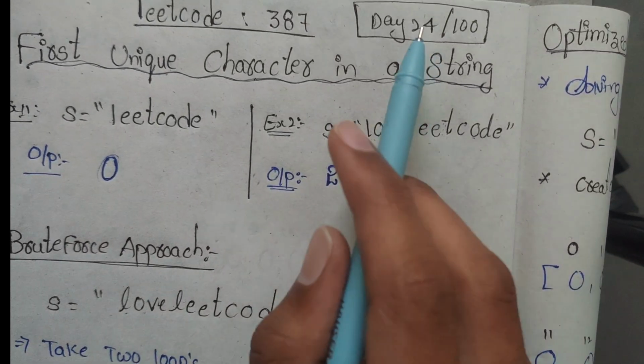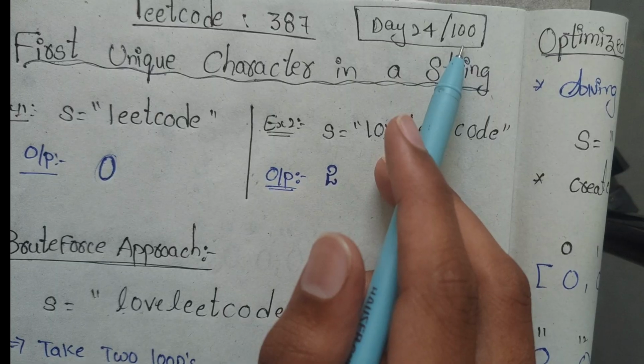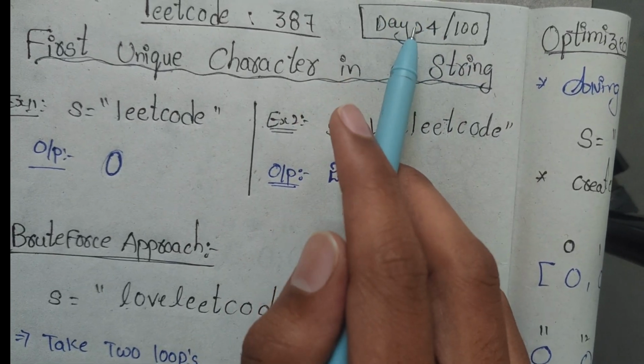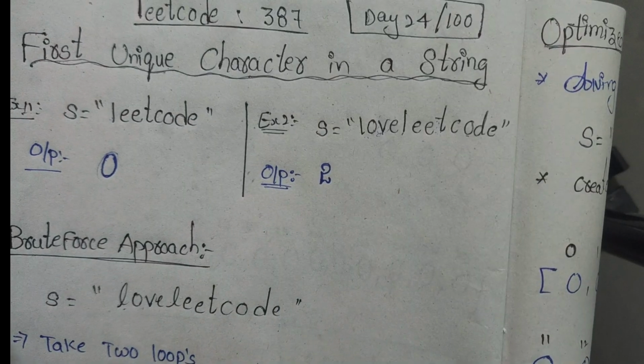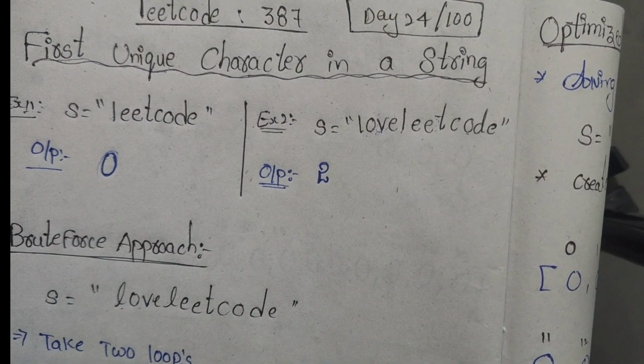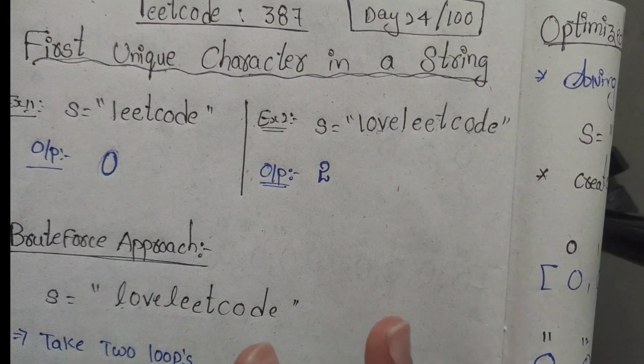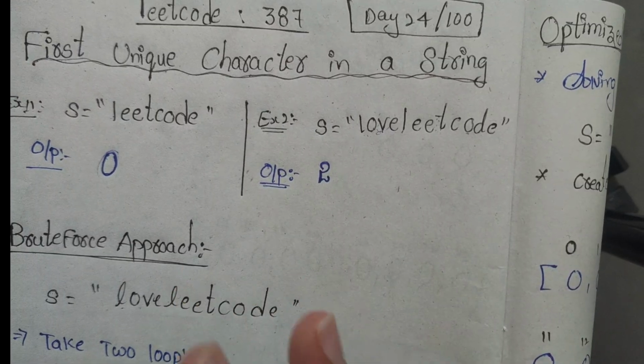So today is day 24 of our 100 DSA challenge. As part of day 24, we are going to solve LeetCode 387, First Unique Character in a String problem. First, let us understand the problem description they have given, and after that we are going to solve this problem by using both the brute force approach as well as the optimized approach.